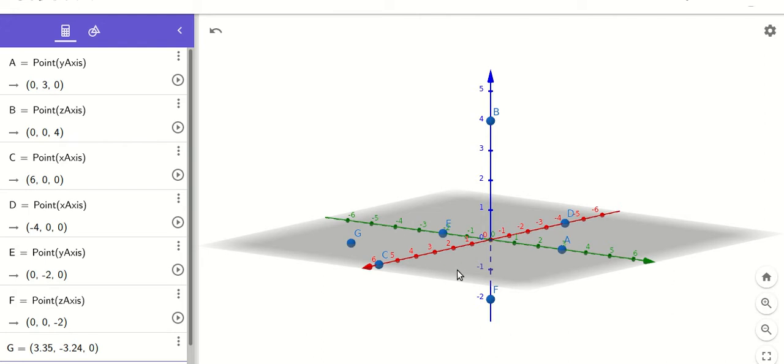Here you can see that D is also here. The coordinate of D is -4, 0, 0, and E is 0, -2, 0. That means this side is plus, this side is minus, plus, minus. This is my origin, 0, 0, 0.